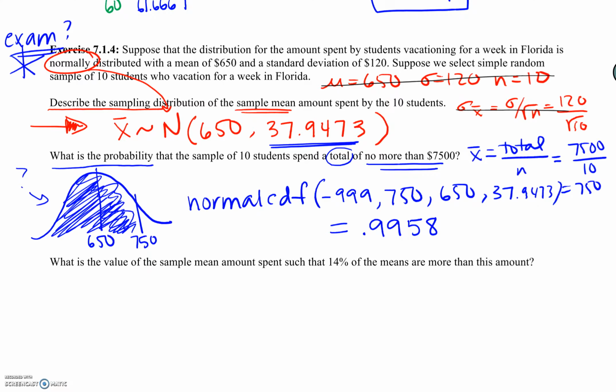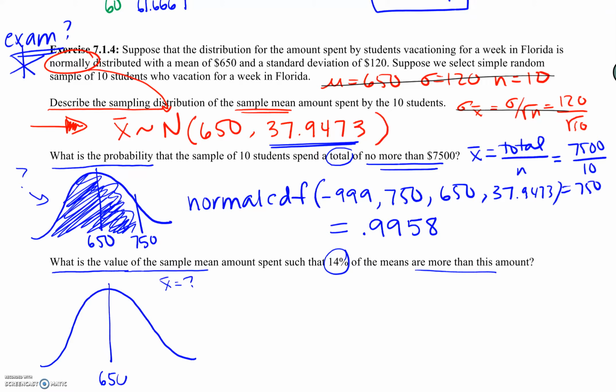Last part here is slightly different, but again, nothing crazy or new for us. The third part here says, what is the value of a sample mean? So we're looking for a sample mean spent such that 14% of the means are more than this amount. So hopefully, okay, sample mean, I know some stuff about sample means. I know they come from a normal distribution centered at 650.